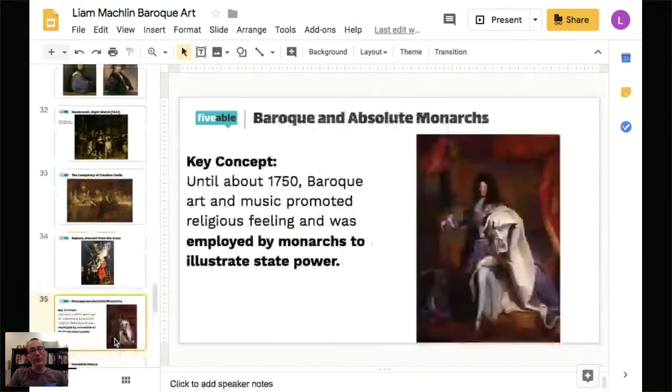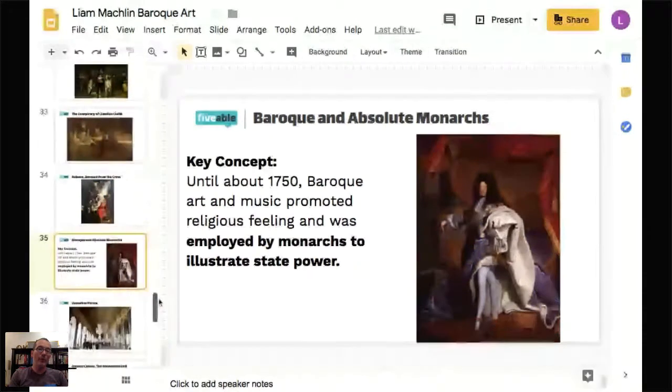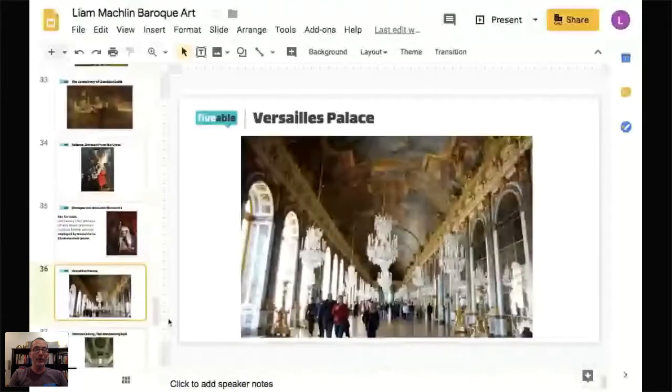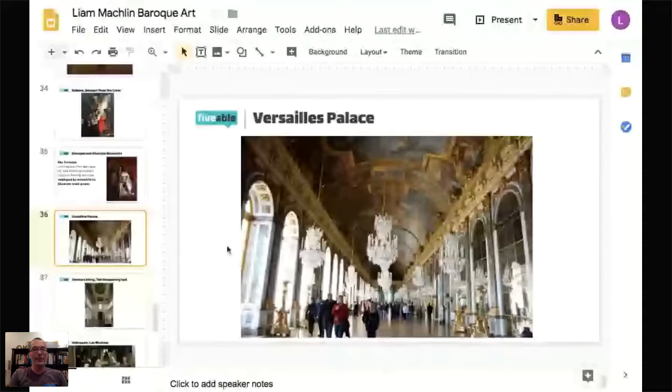We also want to mention, of course, Baroque and absolute monarchs. This is the key concept that appears in the exam description: that absolute monarchs employed Baroque art to illustrate their powers. Many monarchs like Louis XIV really used the Baroque to show off that they're ruling by the divine right of God. A classic example of that is the Versailles Palace. You definitely see the ceiling and all the paintings and all the mirrors, showing that God is favoring this monarch, or God wants this monarch to be in power. So that's a very classic example of a Baroque palace.